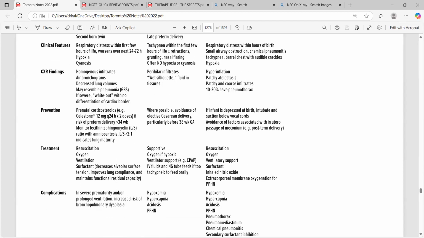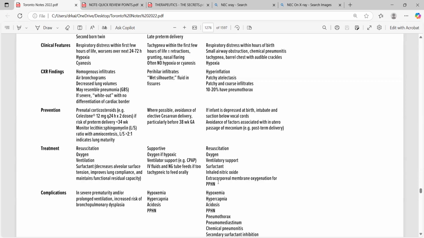How do you treat? Resuscitation, oxygen, ventilation. For all three of these diseases, we go for resuscitation, oxygen, and ventilation. Then in RDS, we go for surfactant. In TTN, we go for IV fluids and NG tube. And in the last one, the meconium one, we go for surfactant, nitric oxide, and extracorporeal membrane oxygenation for PPHN.